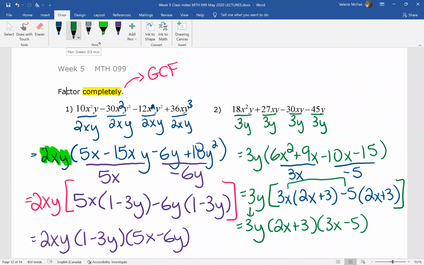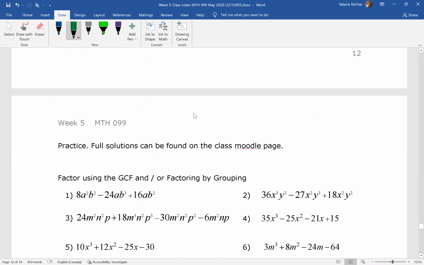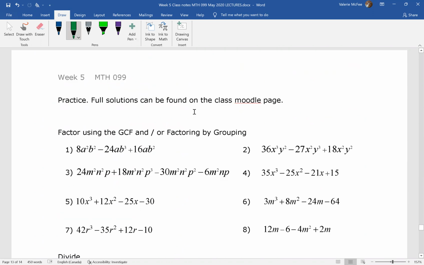There's a lot to practice in there as well. So you should have noticed at the end of your notes here, there are some review questions. These are good exam review questions, and the solutions you should find posted on your class Moodle page.